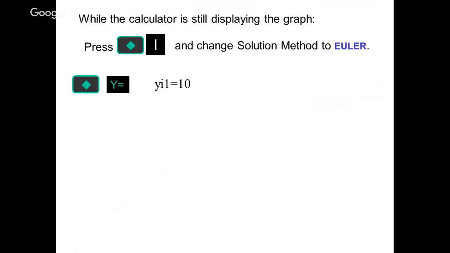And now let's go diamond Y equals, so we can set our initial condition, right? So that's what yi1 means. That's an initial condition, the initial y value, which is 10. And let's go to the window and change our t step to 0.2.